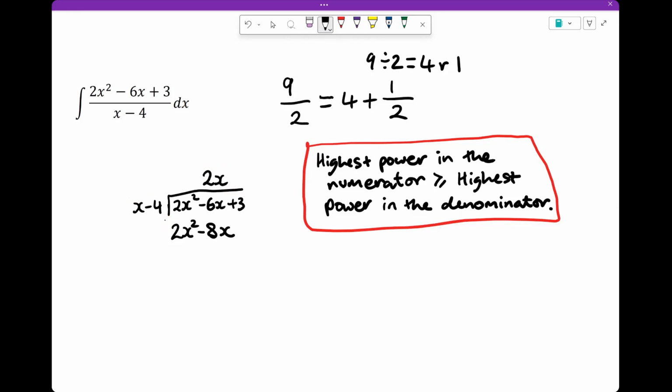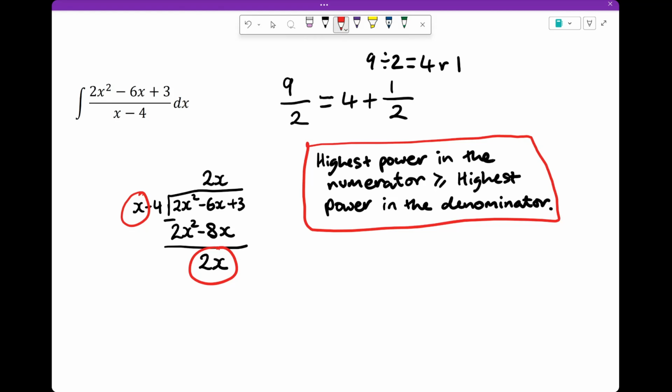So if I put a subtract here, so we'd do 2x squared subtract 2x squared, which is 0x squared. And then we're going to do negative 6x subtract the negative 8x. So subtracting a negative is addition. So we're going to get positive 2x. Now the power of x here is 1. The power of x in my divisor is also 1. So since they match each other, we have to keep going.